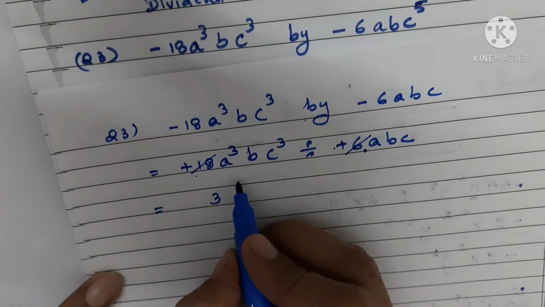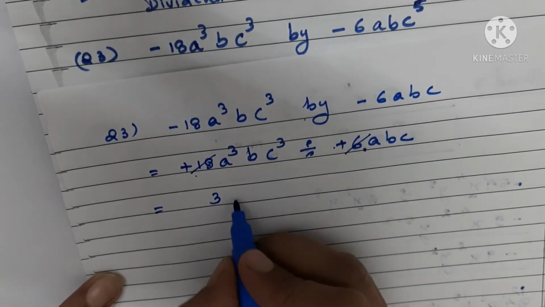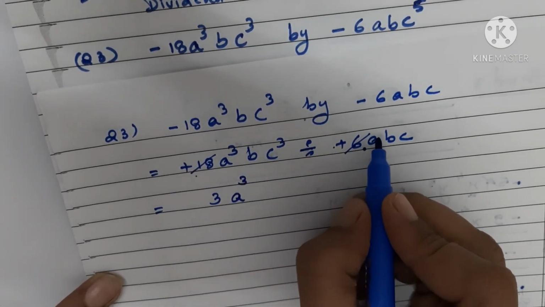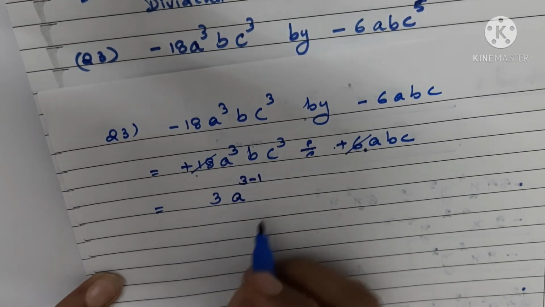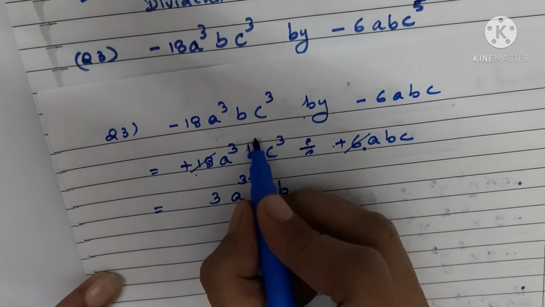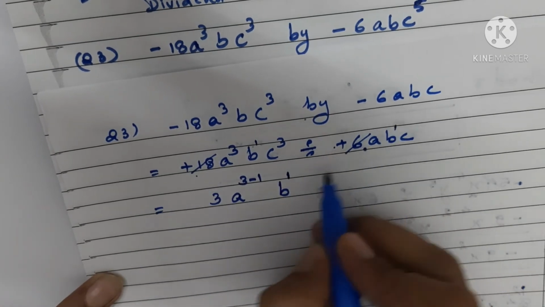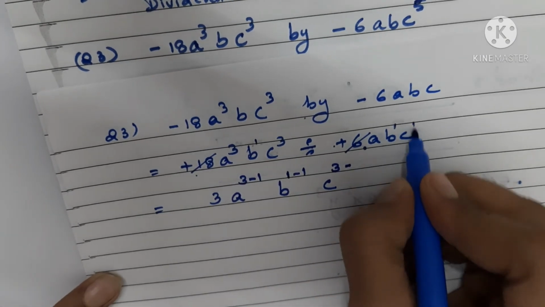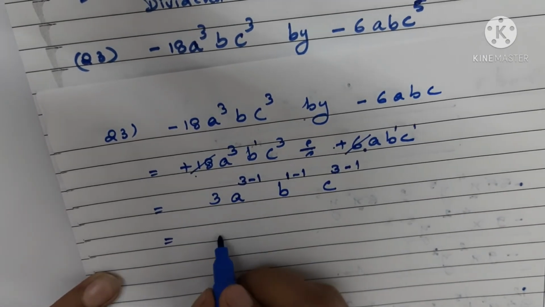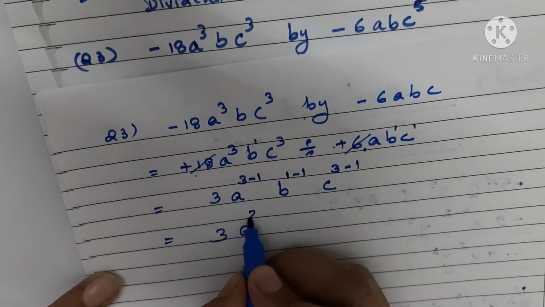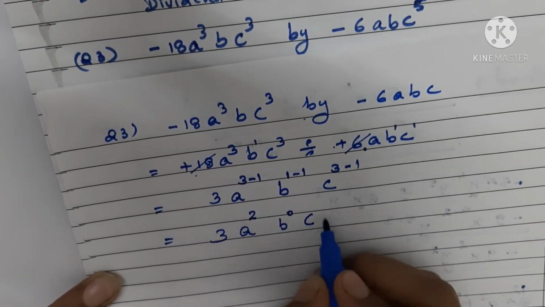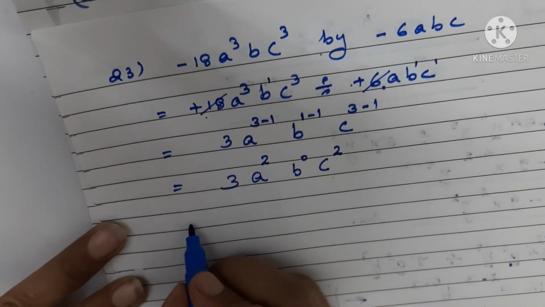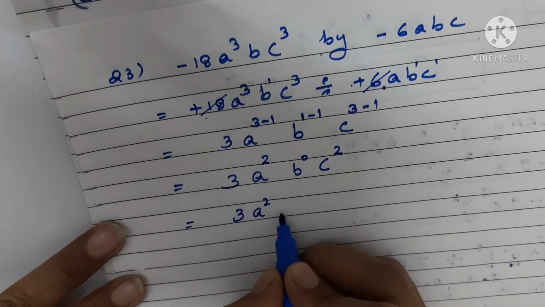Okay. Next is what? You can see that here it is a to the power cube, and here only a to the power 1. This is a to the power cube and this is the division symbol, so you are going to use the law of exponent. So it becomes a to the power 3 minus 1. Then b to the power, it is here 1, so you will write 1 and here it is again 1, so 1 minus 1. And then c to the power 3 minus 1. What else? 3 a to the power square, b to the power 0, c to the power 2. What else can we write here? We can write 3 a square c square.